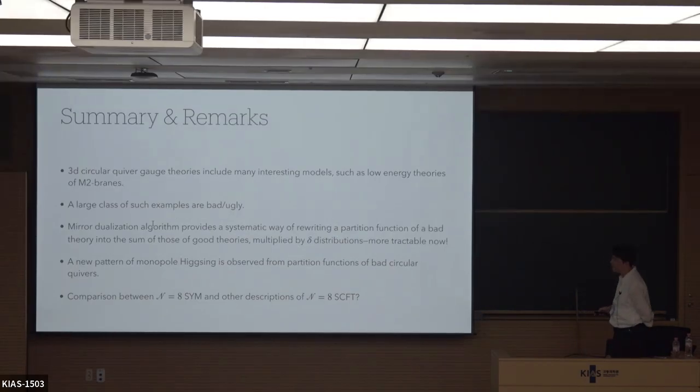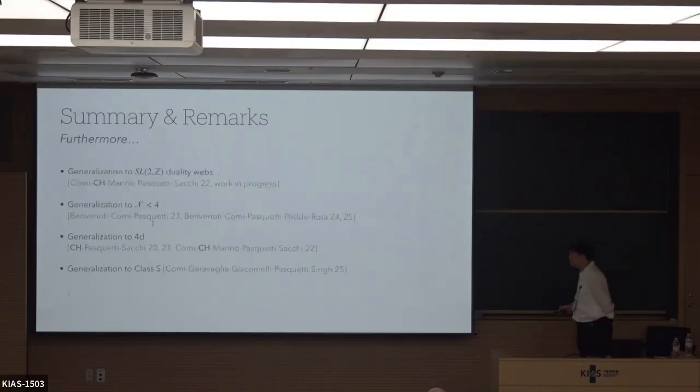And the remaining question is that, at the moment, it is not clear how to compare the partition function we obtained with other descriptions like ABJM or the ADHM quiver description of the N=4 superconformal field theory. Although today I only focused on the bad case, actually there are many possible generalizations, like generalization to SL(2,Z), not just mirror symmetry, generalization to lower supersymmetry, and even to 4D, and so on. So this is a very interesting business, I think.